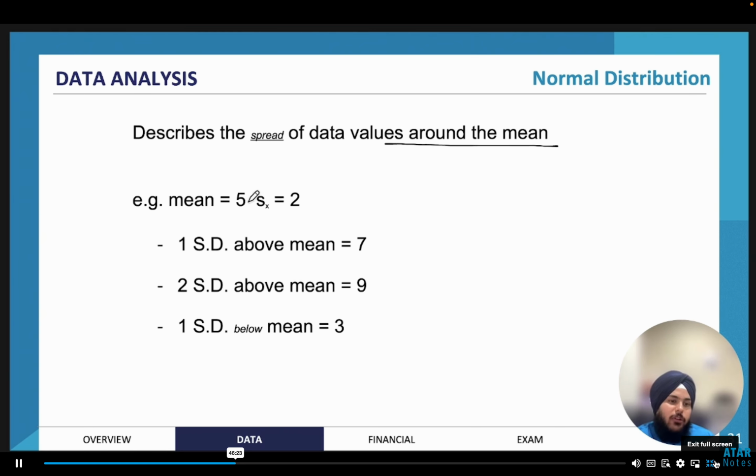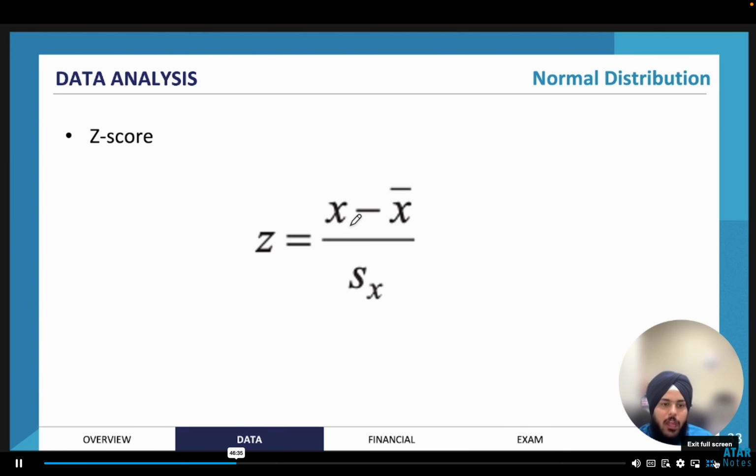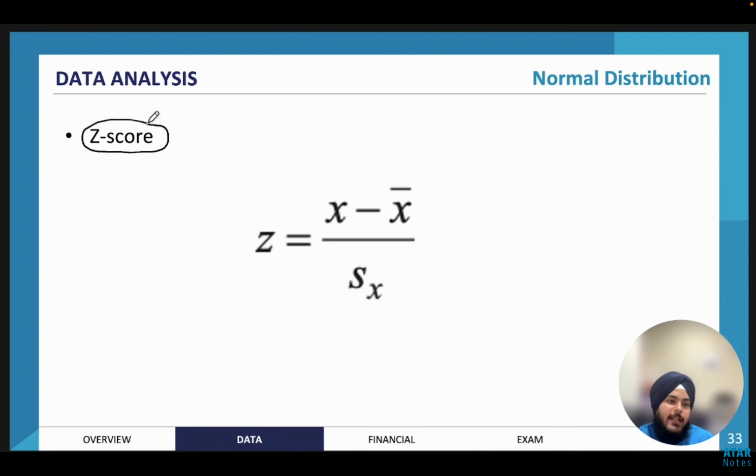So if the mean is 5 and the standard deviation is 2, one standard deviation above the mean would mean 7, whereas one standard deviation below the mean would mean 3. So 5 minus 2 or 5 plus 2. Now that we know what the standard deviation is, what the mean is, and also what the normal distribution is, we can now use something called a z-score. What the z-score does is it standardizes the distribution.